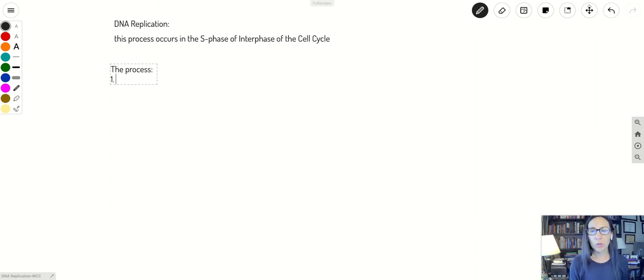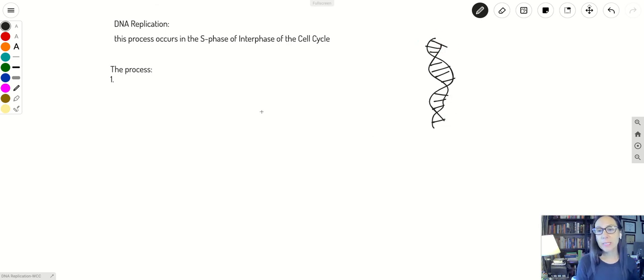Okay, and so what happens is the very first thing that needs to happen is I'm going to draw a picture of a DNA strand. Okay, and if you remember, this is a double helix. Okay, and so I'm going to draw it like this. It's a twisted ladder. And so step 1 is that this twisted ladder needs to be straightened out. And the enzyme that does that is called topoisomerase. So topoisomerase is an enzyme that straightens out the twisty helix.